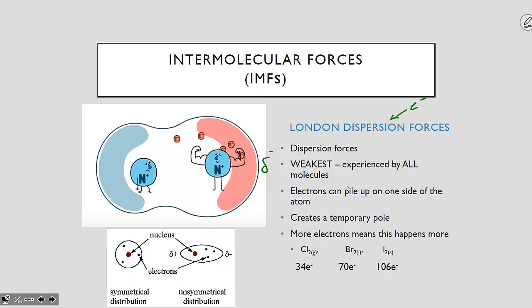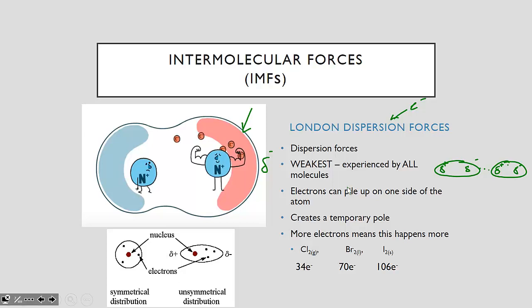Iodine is a solid at room temperature because it has 106 electrons. Those 106 electrons definitely bunch up way more on one side of the atom or the other, making one side a little bit negative and one side a little bit positive, so the atoms around them respond by shifting their electrons as well, and they attract positive to negative, and thus iodine is a solid at room temperature. It has a higher melting point or boiling point.